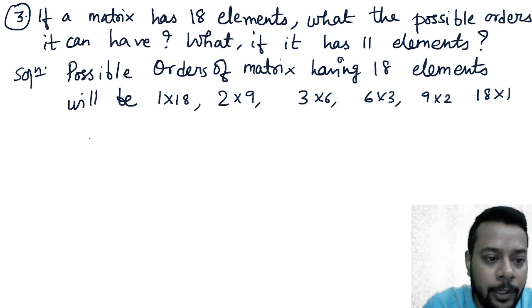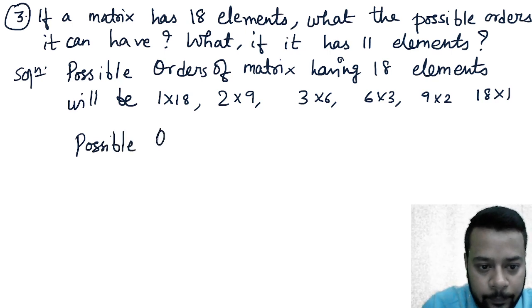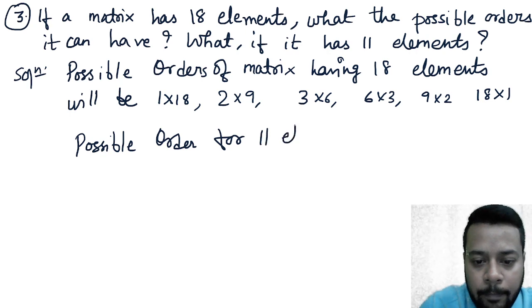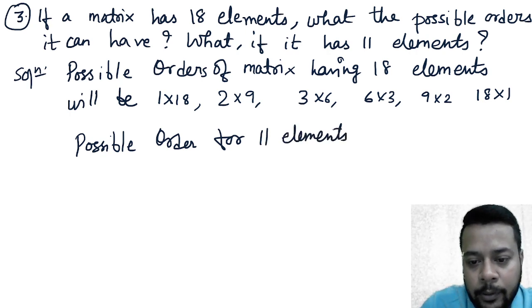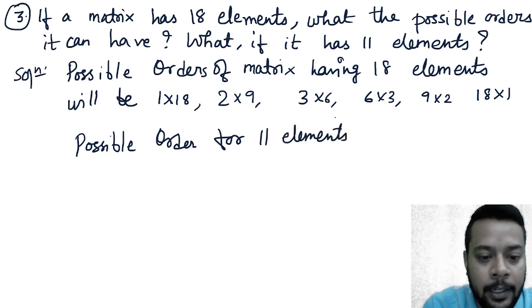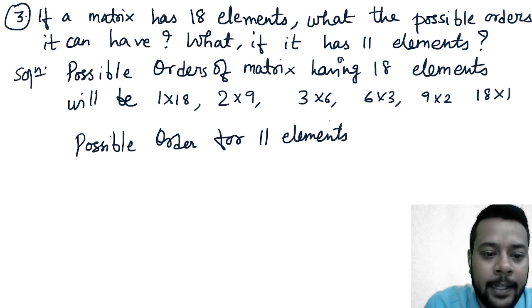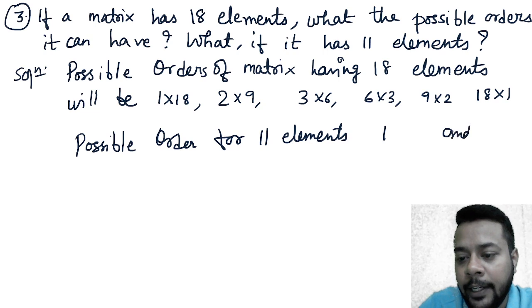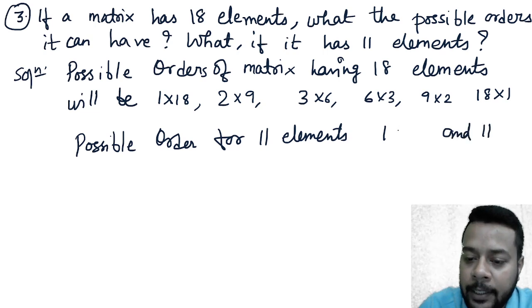Moving to the next question, possible orders for 11 elements. So if you notice, 11 is a prime number and it will be divisible by exactly two numbers, that is 1 and 11, right? So 1 के टेबल में कितने बार में जाता है?